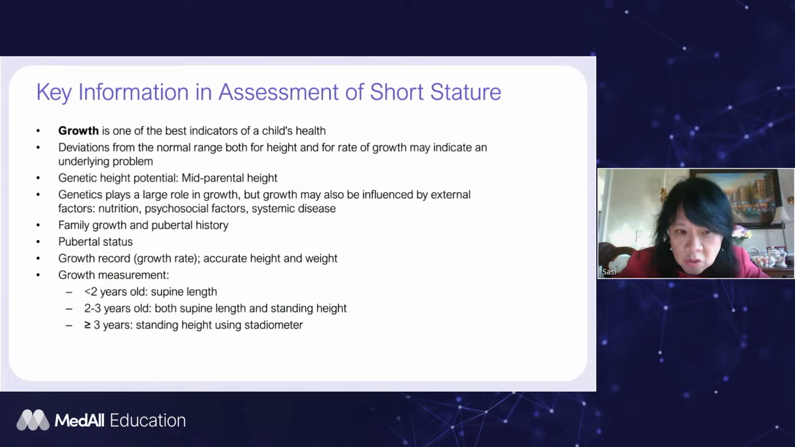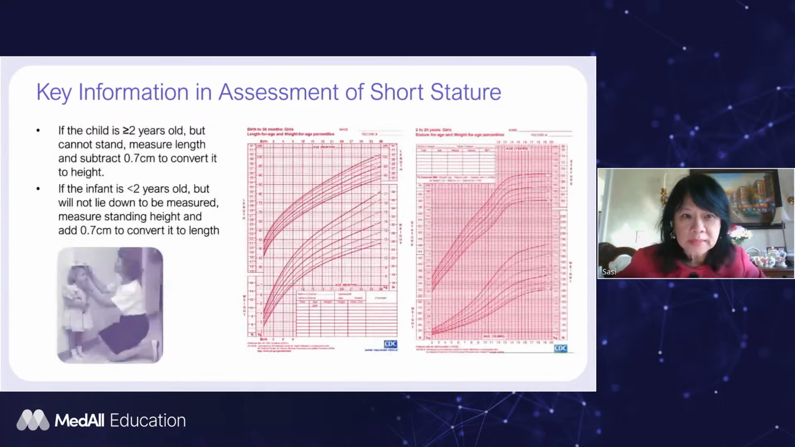In young children less than 2, we do supine length, and in those older than 3, we always do standing height using a stadiometer. The gray zone is 2 to 3 years. Sometimes the child might not want to stand up, or sometimes we get supine length, so we have to pay attention to this, because I found that it's a common pitfall in getting a correct height measurement.